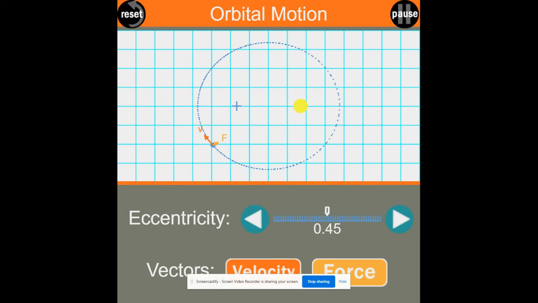Less gravitational force, it's farther away, slows down a little bit. And now as it gets closer to the sun, gravitational force is actually pulling on it and causes it to speed up. NASA calls that a slingshot effect. And we've actually used that.